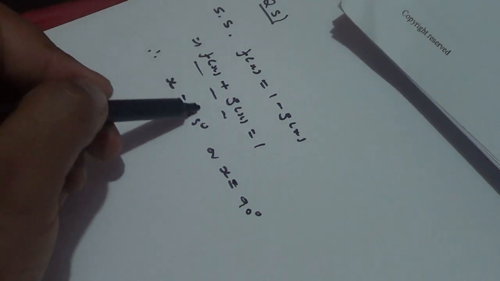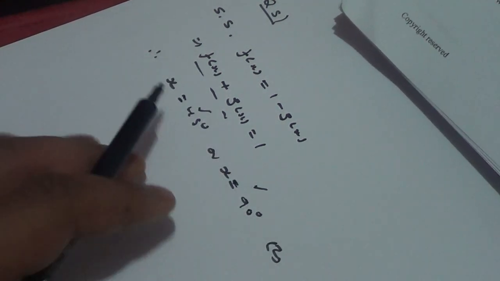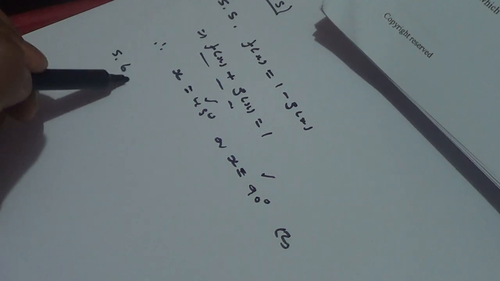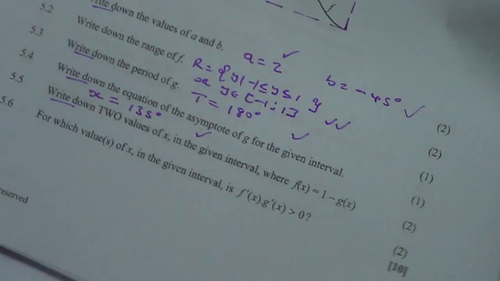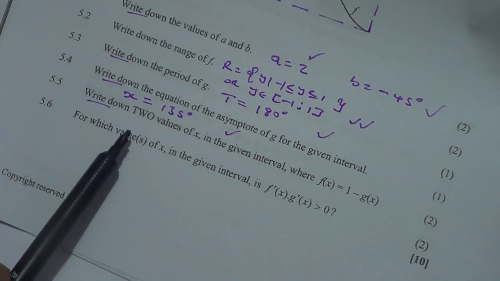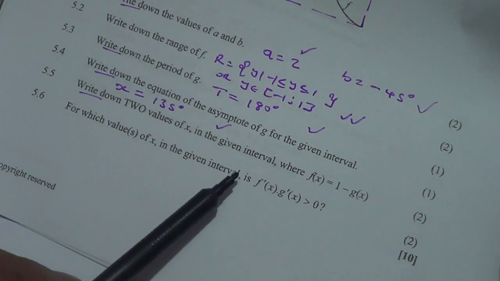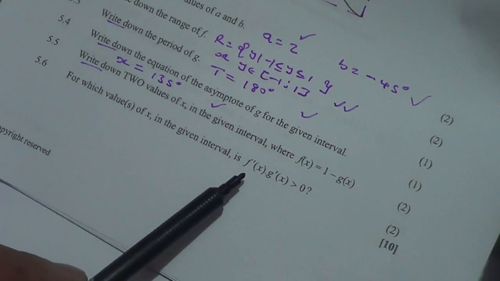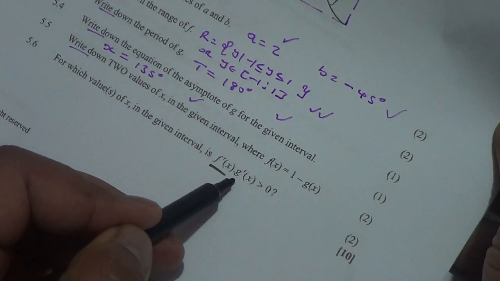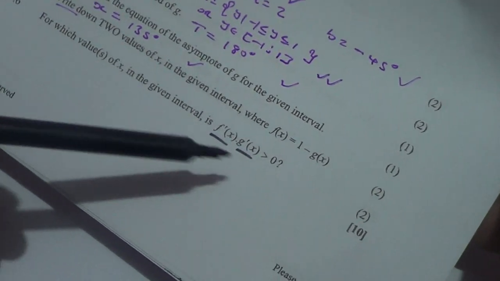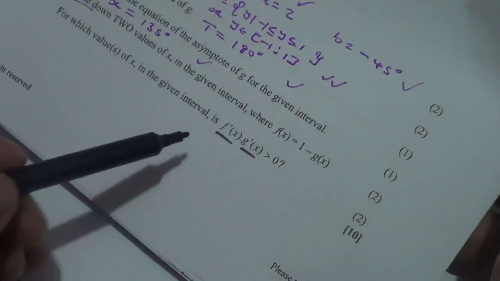Okay, guys, so again, you're getting those marks, easy 2 marks there. So 5.6, do you see? You cruise once you know what to do. For which value or values of x in the given interval is the derivative of f multiplied by the derivative of g greater than 0? So you know what that is?